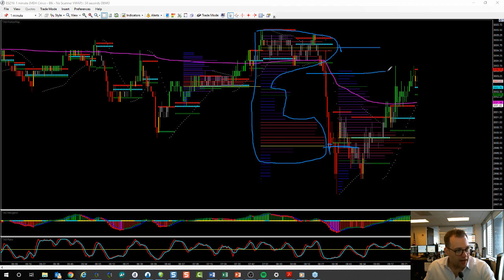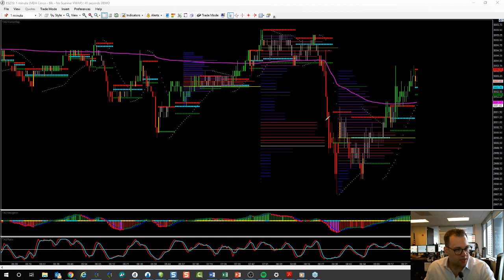And what are we doing right now? We're filling in this gap. So we got top heavy, we broke down, found support on this area. Kind of drawing all over the place. Let me erase those drawings. And then we have this volume hole area, break out to the upside.